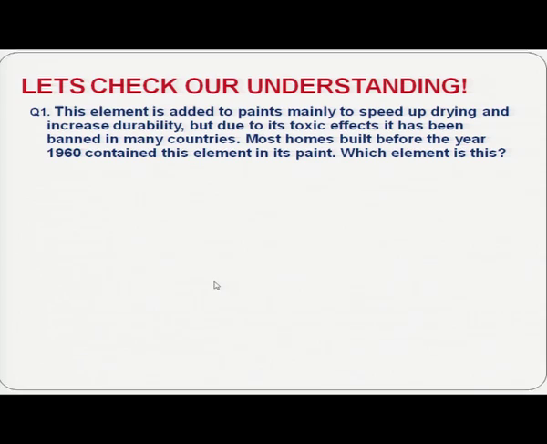Now, let us check our understanding of the concepts which we discussed in our last session. Question number 1 is: this element is added to paints mainly to speed up drying and increase durability, but due to its toxic effects it has been banned in many countries. Most homes built before the year 1960 contained this element in their paint. Which element is this? Your options are A. mercury, B. lead, C. earth pigment, D. clay. So, what do you think will be the correct answer?